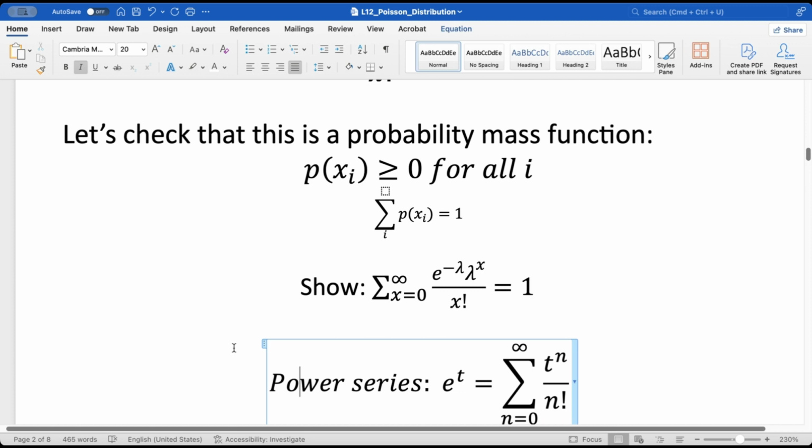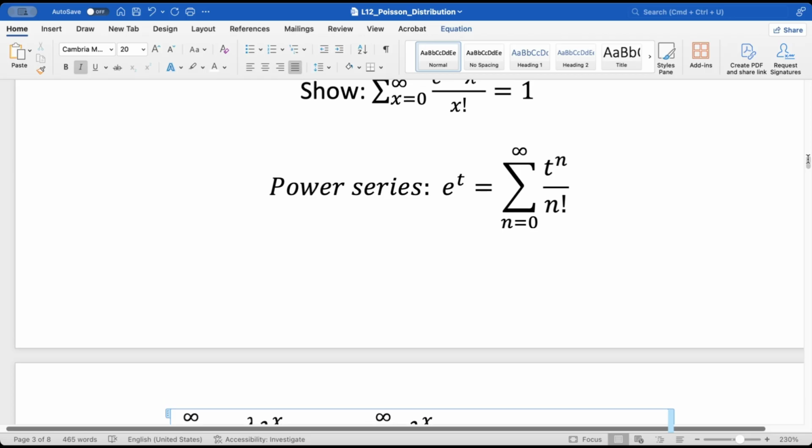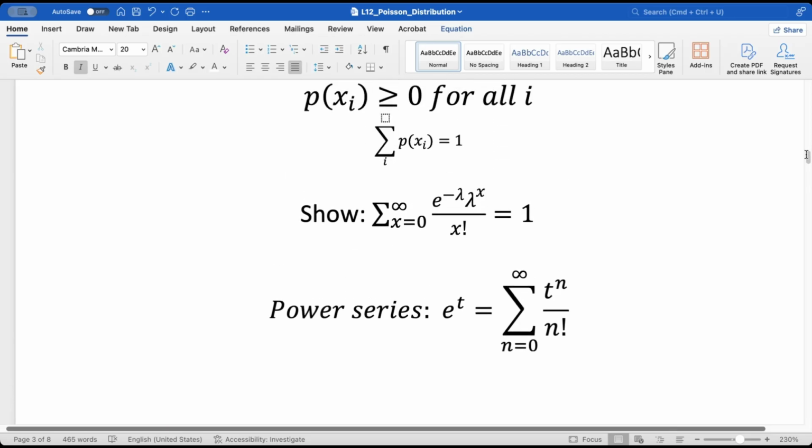So we're going to need the power series for the exponential function from Calculus 2. The power series for e to the t is the summation, n goes from 0 to infinity, of t to the n over n factorial. So we're going to need that here. This is the sum that we're trying to show is 1. The index that's changing is x.